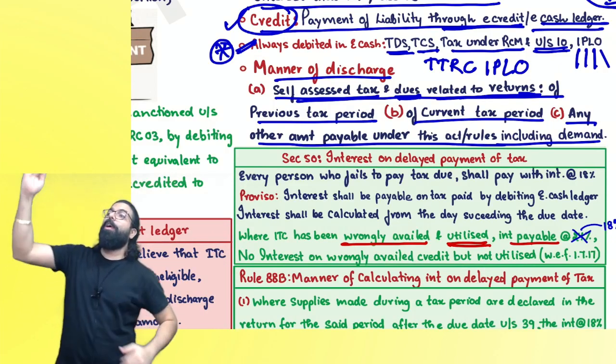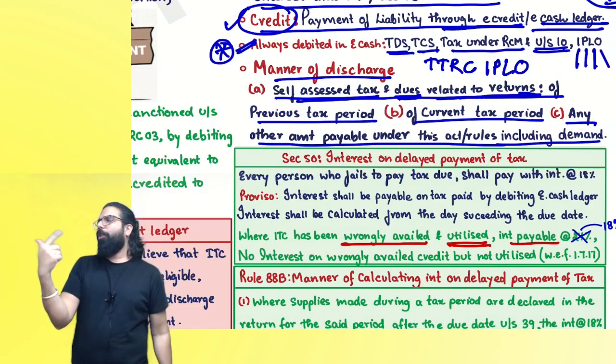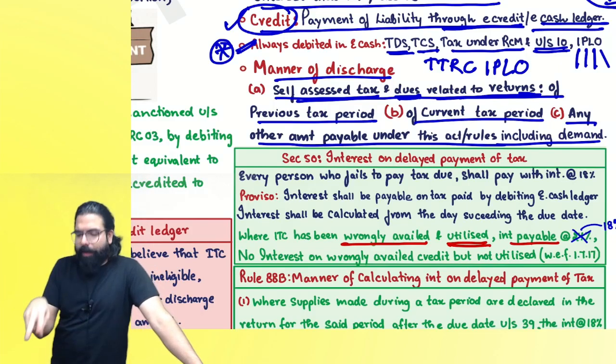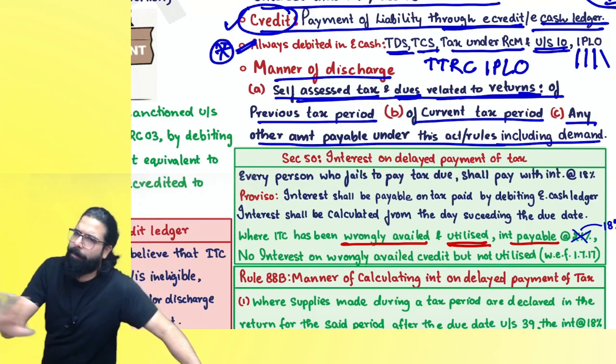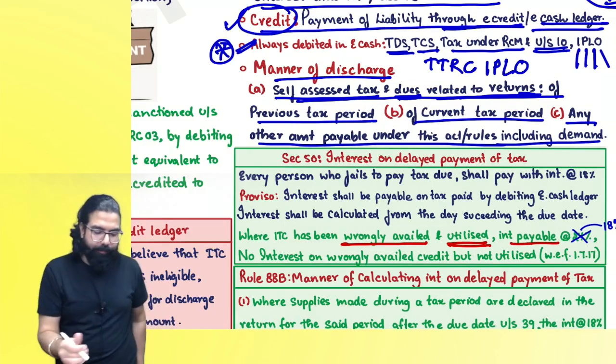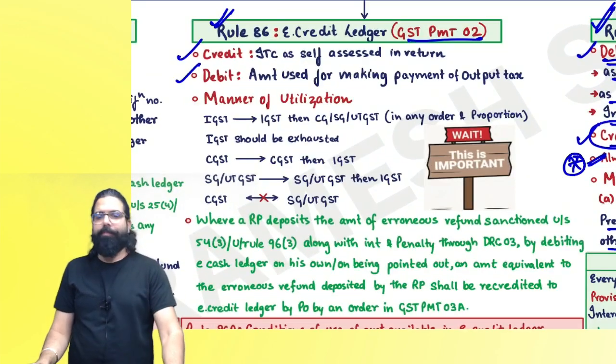Any demand order, if the officer has raised one, or any amount you are liable to pay, you can pay. So, can you tell me the order in which you will always pay? Everyone, self-assessed tax or dues of the preceding period, then current, then any other amount which is payable, including any demand, has to be paid. Can we go ahead, everyone? Next. Are we all clear with e-credit ledger and e-liability ledger, everyone?